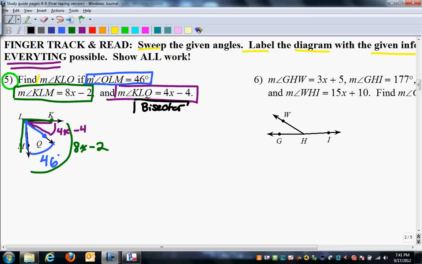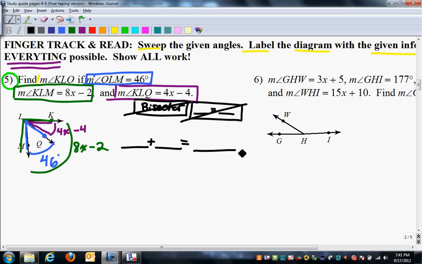So right there's no bisector, so you're not going to do something equals something. If there's no bisector, you can't use something straight up equal to something. So we're eliminating that equation. What we could probably use, since we have adjacent angles, is this equation: something plus something equals a bigger something.